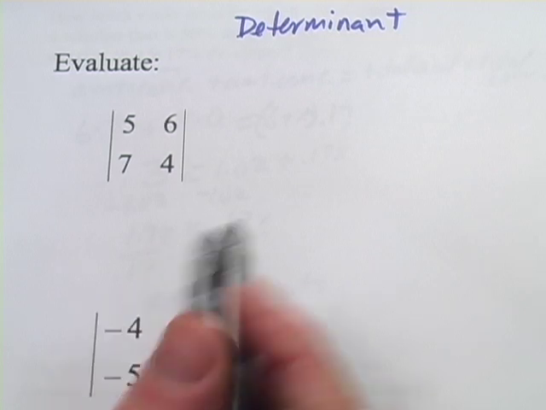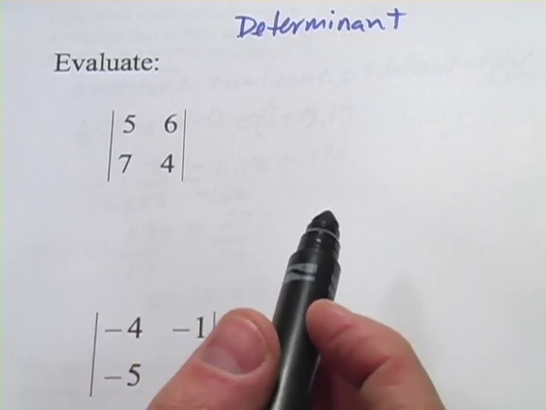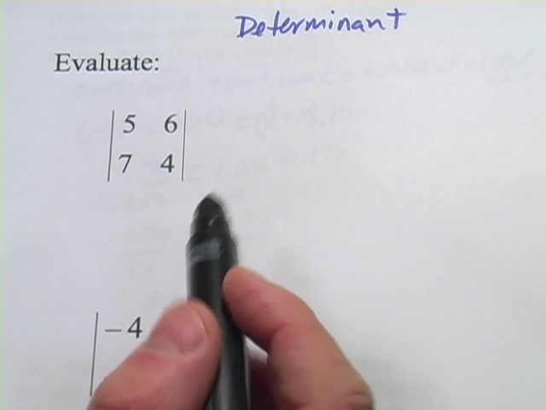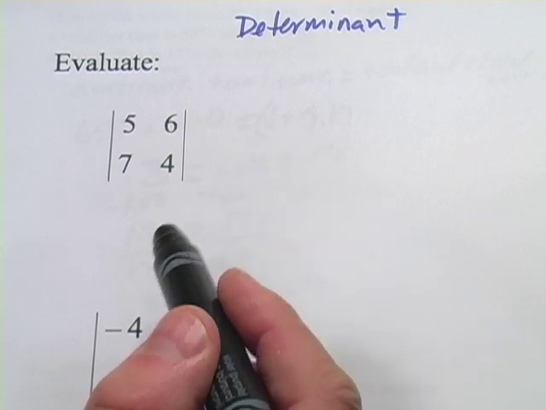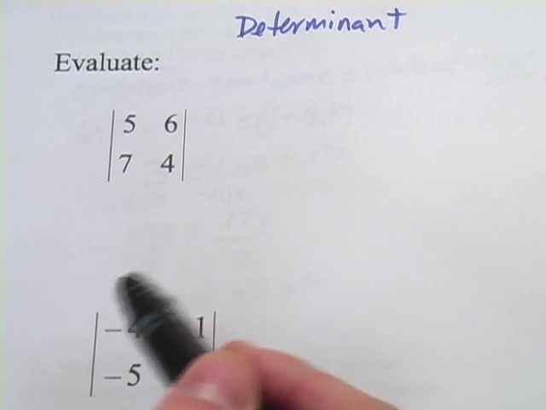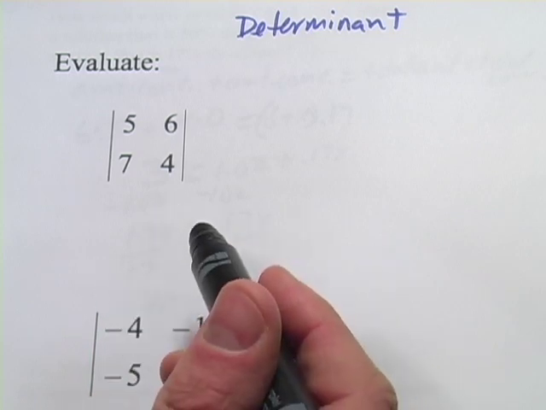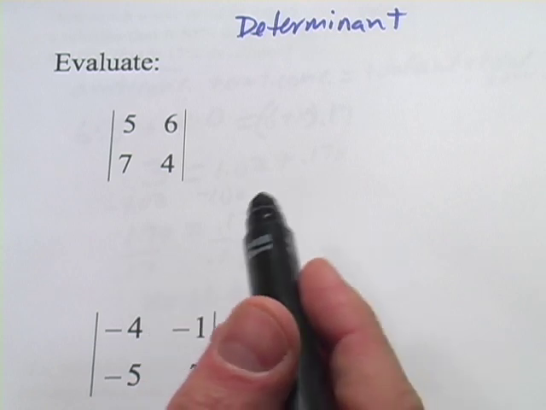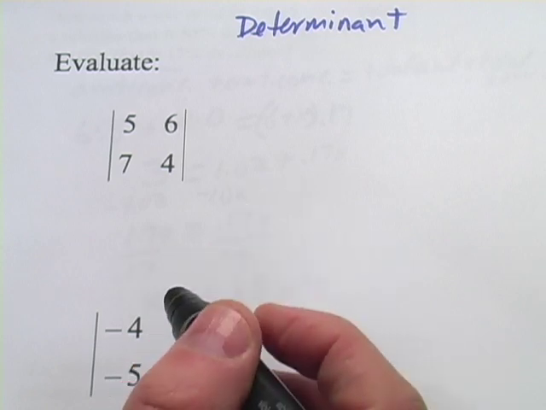In these problems, we're evaluating something called a determinant. And this is a useful thing, especially as you get into more advanced matrix operations. In this video, we'll just look at how to evaluate one of these, how to calculate what the determinant is, but you'll be using this more as you go on with matrices.